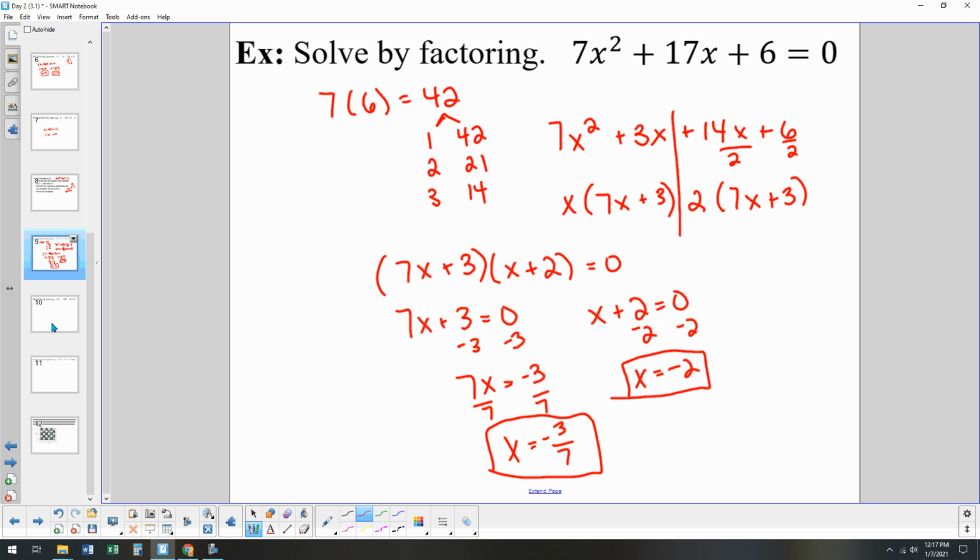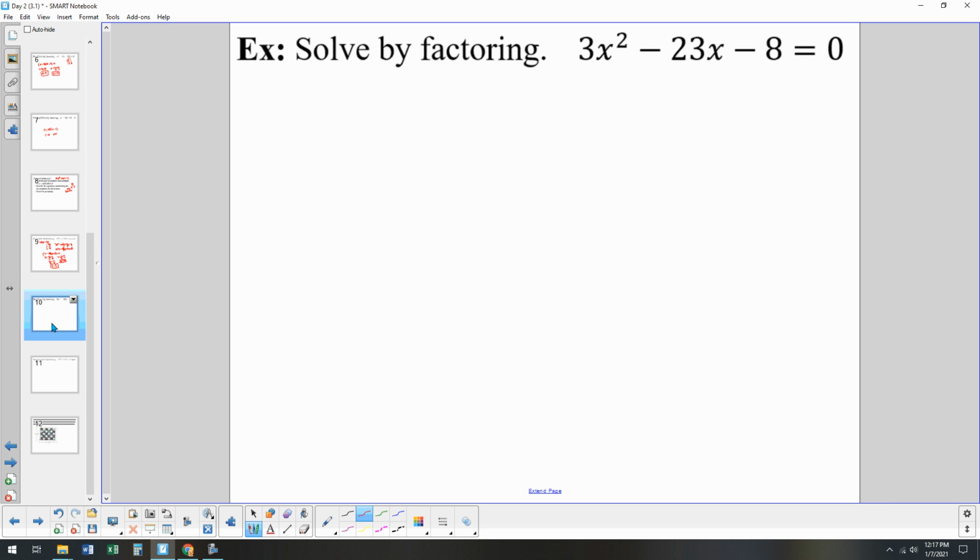All right, let's try another one together before you try it on your own. So I have 3 and I have negative 8. So 3 times negative 8 is negative 24. So I'm going to look at the things that multiply to negative 24, like 1 and negative 24. And look at that, right away, it's the one that equals negative 23.